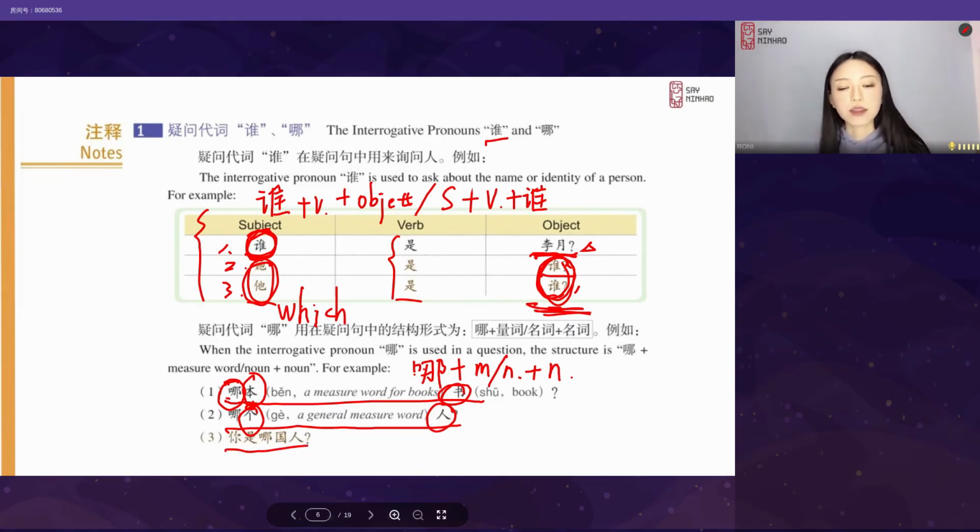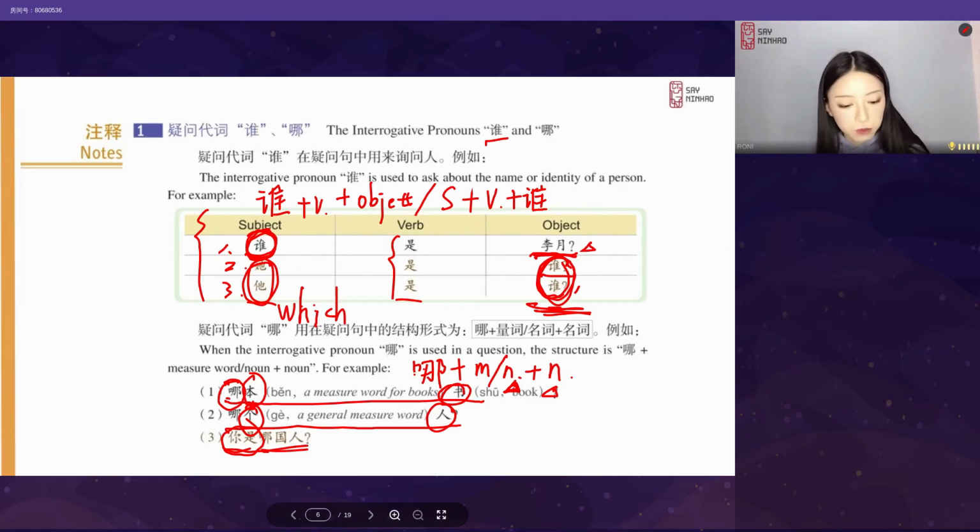Okay, last one. 你是哪国人? Now let's just ignore 你是. We just see 哪国人 here. 哪 means which. 国 here is a noun, which means country, nation. And another noun is 人. 哪国人 means which country's person. And when I put 你是 before it, then the sentence becomes where are you from? Okay, this is the interrogative 哪.